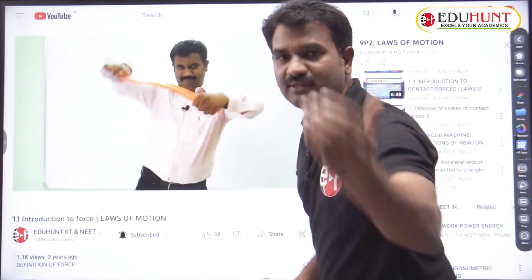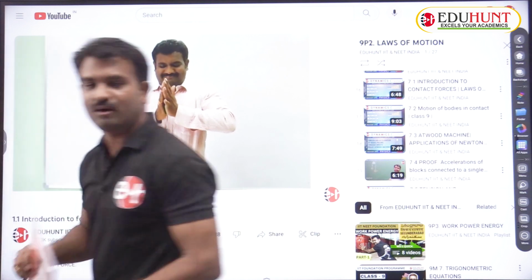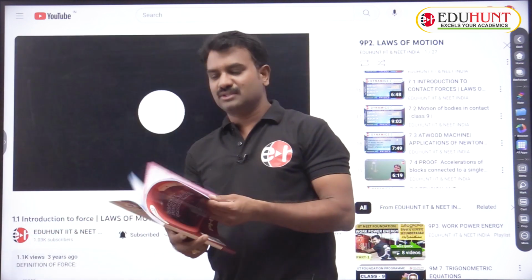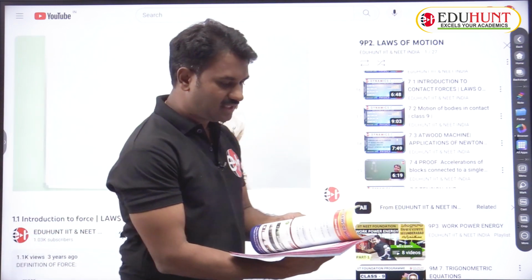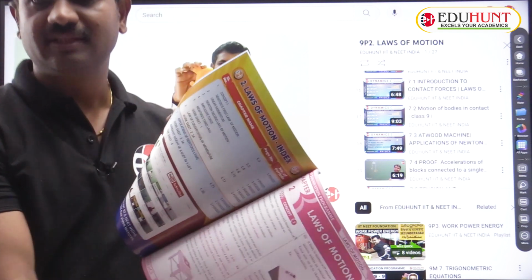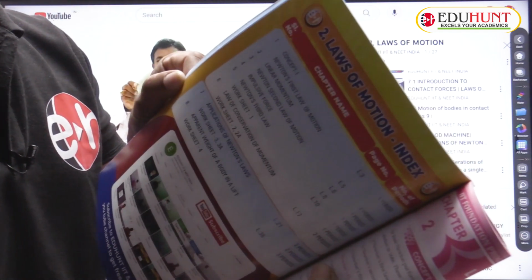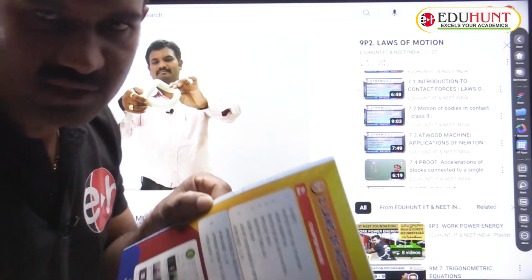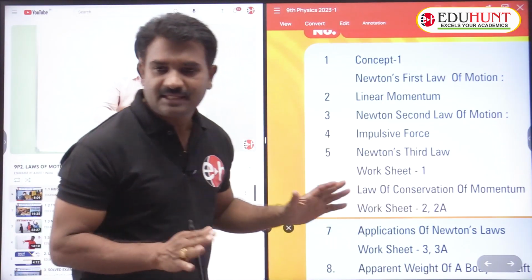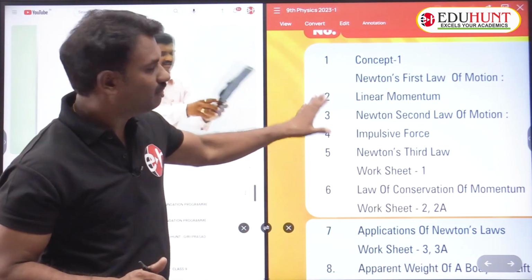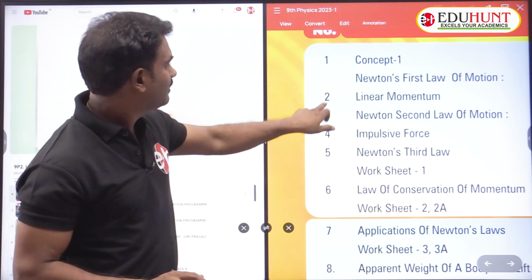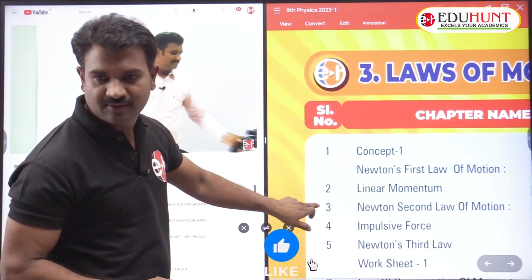Please open the material once. I hope you have this kind of book, right? So open the laws of motion in this book like this page. I will tell you how this book is related with our videos. See, this is the index page of our book. This is chapter laws of motion.